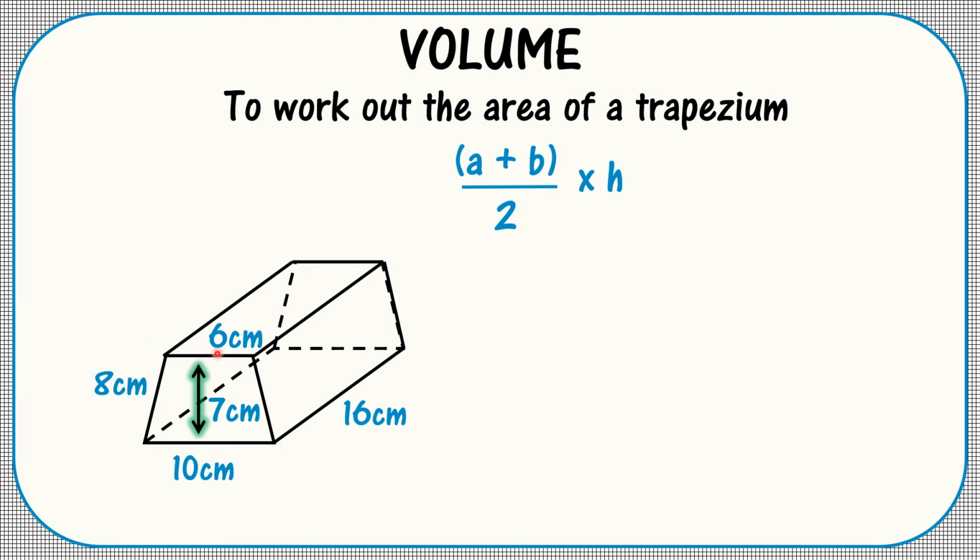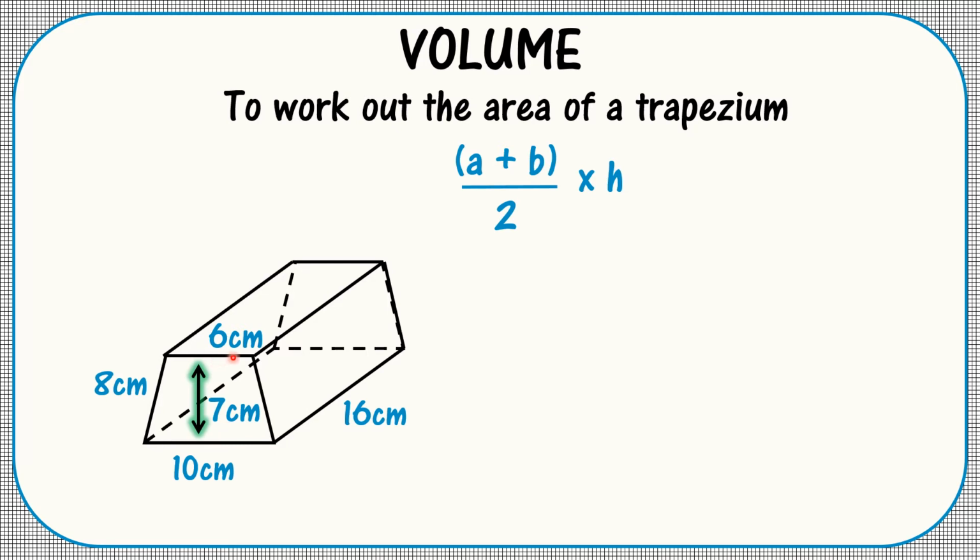So here is another example for us to go through. We have this object and we are trying to work out the volume. The volume is the cross section times by the depth. So in this example, the cross section is a trapezium. To work out the area of a trapezium, you do A plus B divided by 2 times by H.